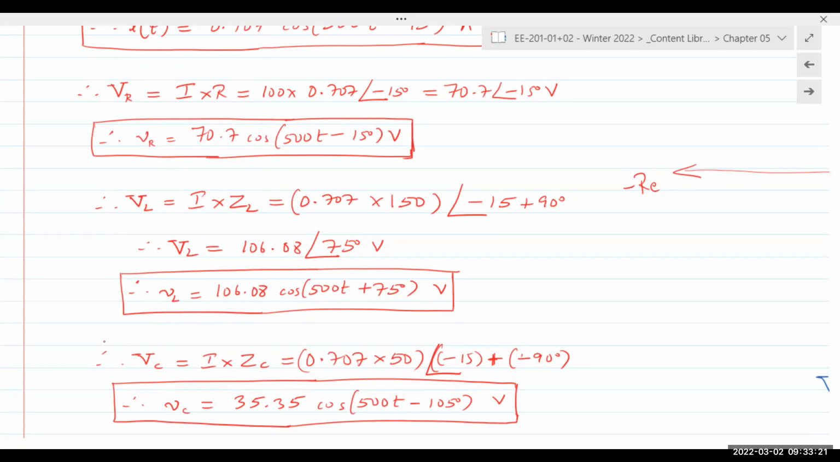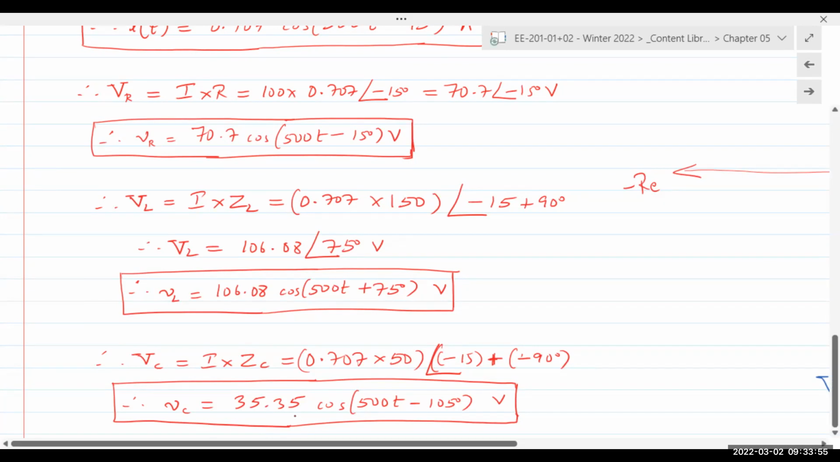And again, you need to be adept at entering these equations in your calculators. Without that, you would not be able to solve these. Again, I do it manually, meaning I multiply the magnitude separately and I add up the phase angles separately. So VR is 70.7, phase angle minus 15. VL is 106.08, phase angle plus 75. And VC is 35.35, phase angle minus 105.